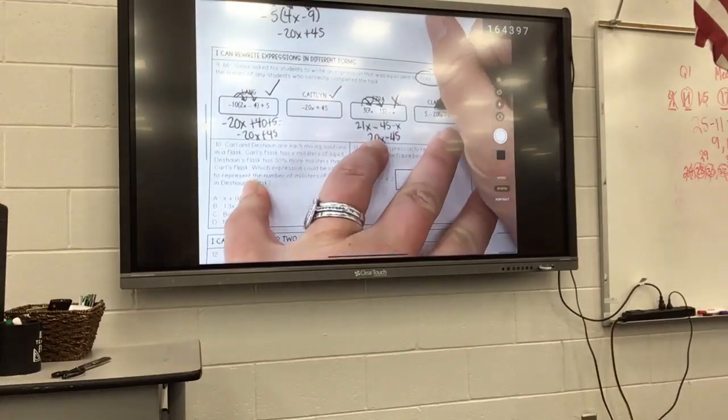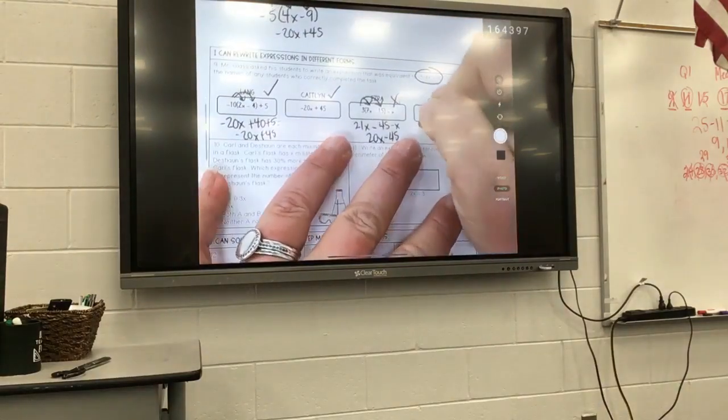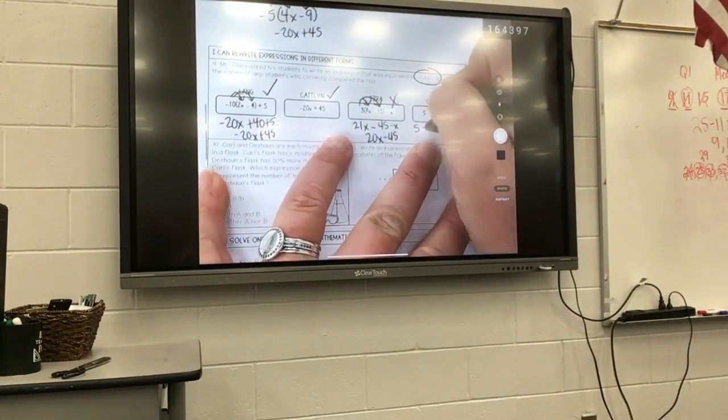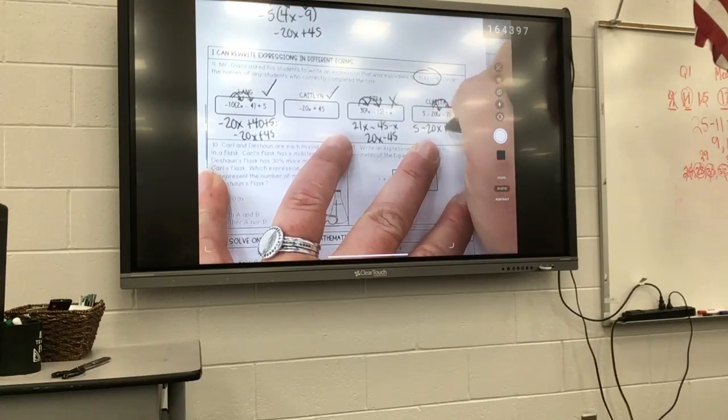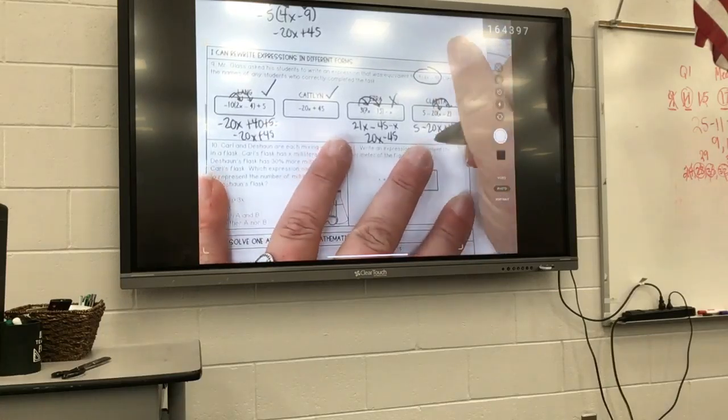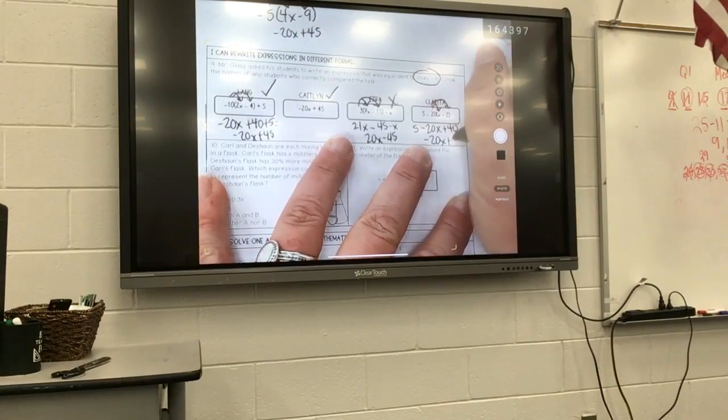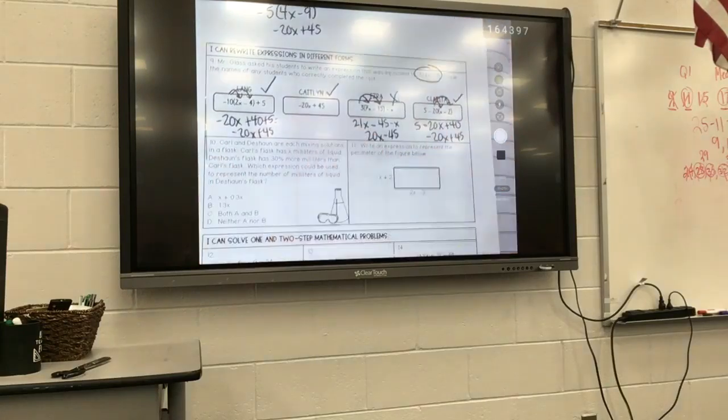All right, Clarita. So we're going to distribute the -20 into our parentheses. So we have 5 minus -20x plus 40. So this becomes -20x plus 45. So Clarita is in the group.